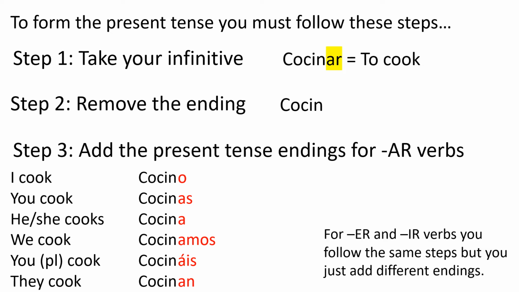For ER and IR verbs, we follow those steps in exactly the same way. However, we just add different endings. For an ER verb, we add the ER verb endings, and for an IR verb, we add the IR verb endings.